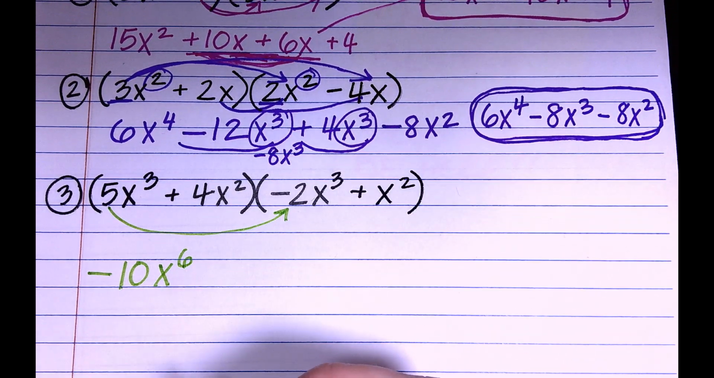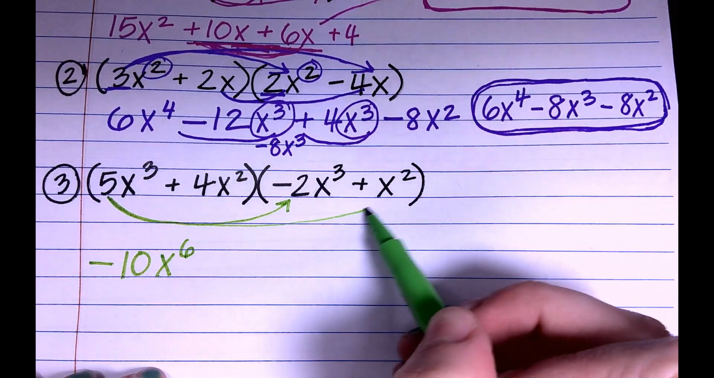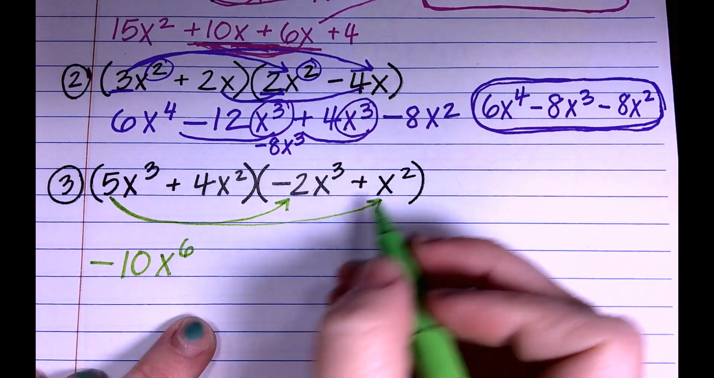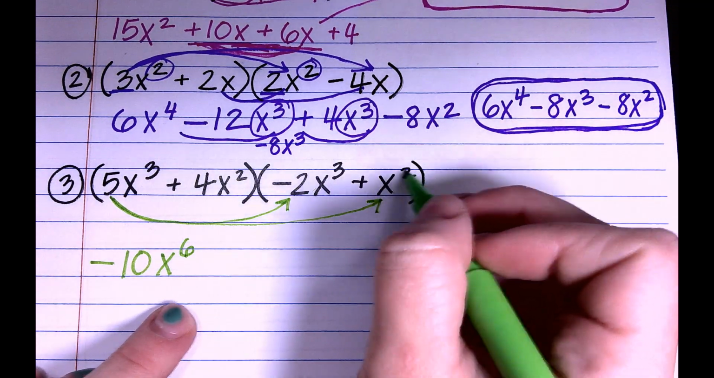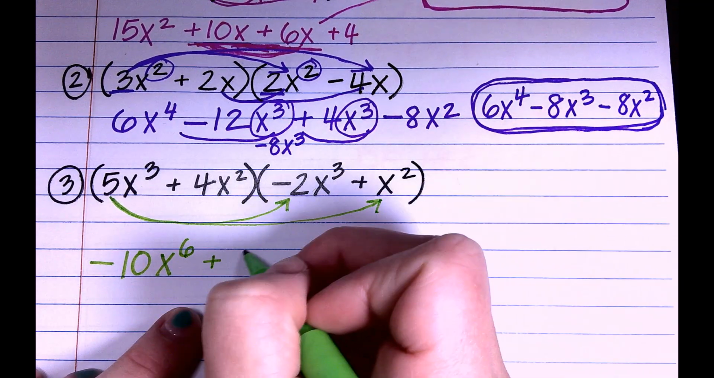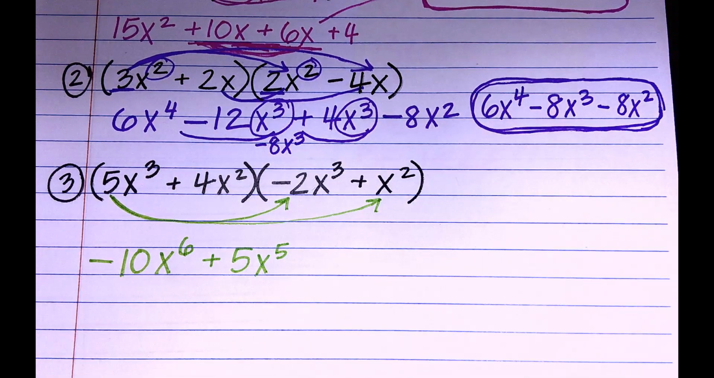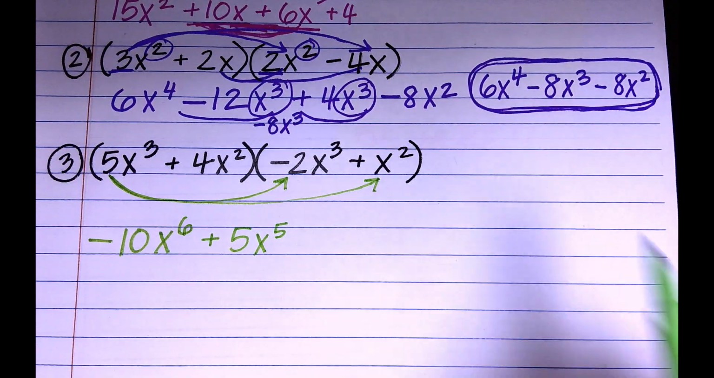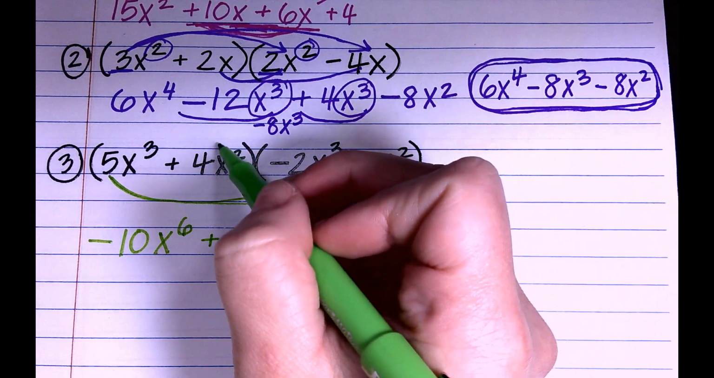Okay. And 5x to the third power times x to the second power, you get 5x to the fifth power. Yes. 3 plus 2 is the fifth power. All right. We've done our first terms, our outer terms. Now let's do the inner terms.